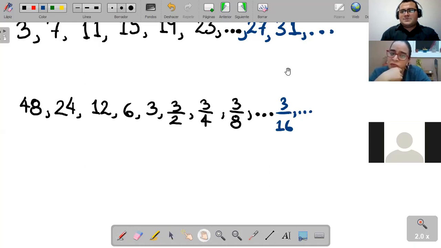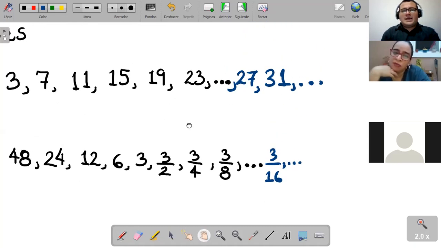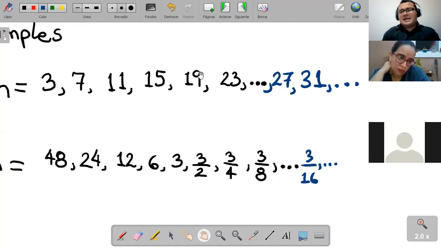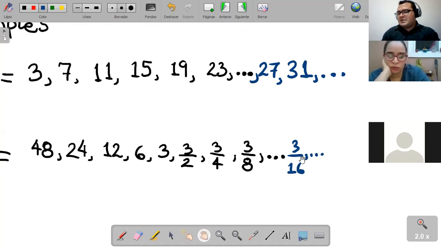For example, in this one, if I'm far away, going from 3, 7, 11, 15, 31, come on, this is going to go big and huge every time. So huge, so big. What happened with this one? Next one will be 3/32. Next one, 3/64. 3/128.